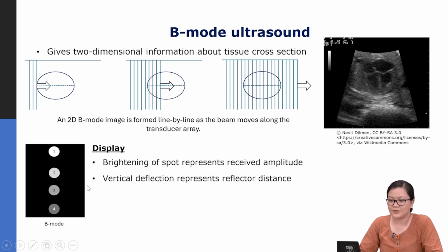And what you would get in terms of the display, the grayscale image, is that the grayscale level will depend on the brightness of that echo, so the echo amplitude. The higher the echo amplitude from that structure means that in the B mode image, it will appear more white or brighter.